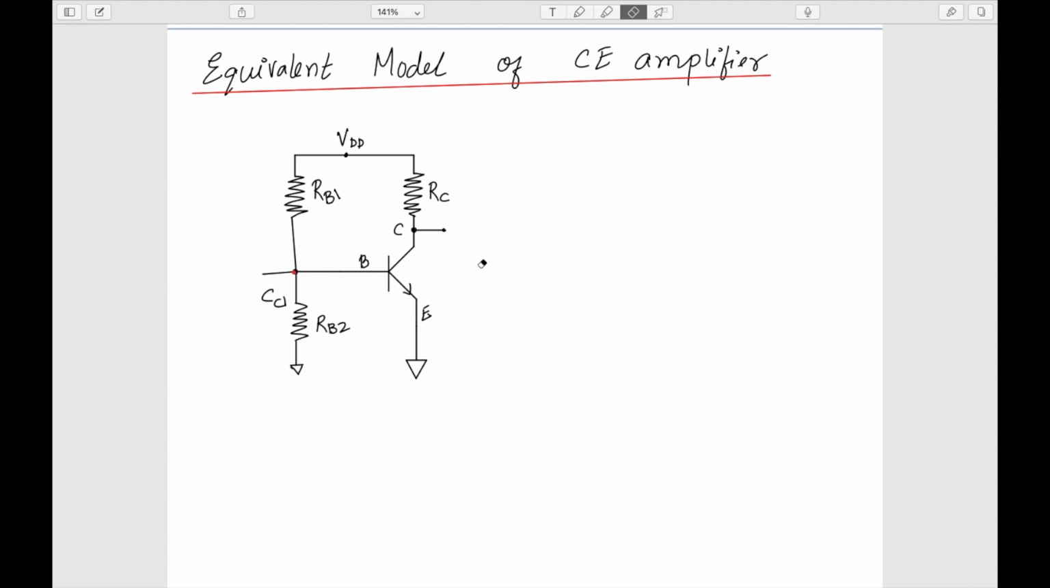Okay, so this is my common emitter amplifier. Of course, this is my input node. This is my output node. Okay, and we are trying to find out the equivalent model of this one.